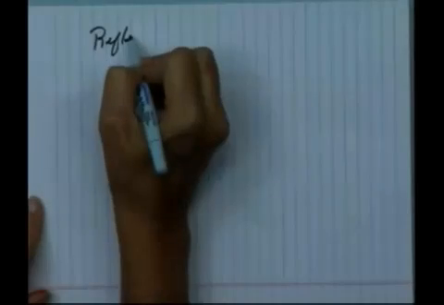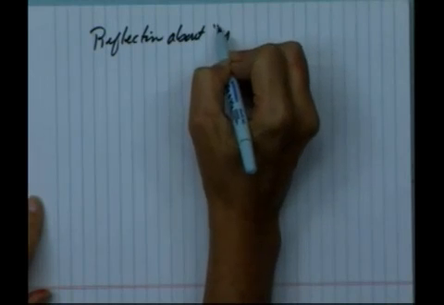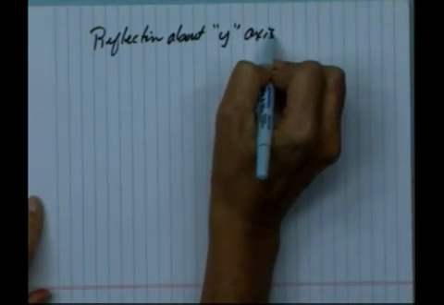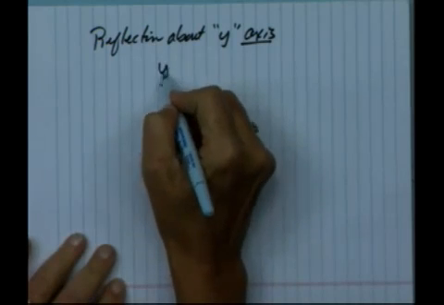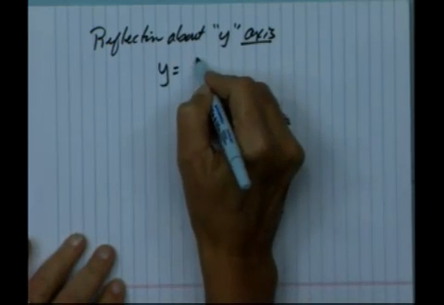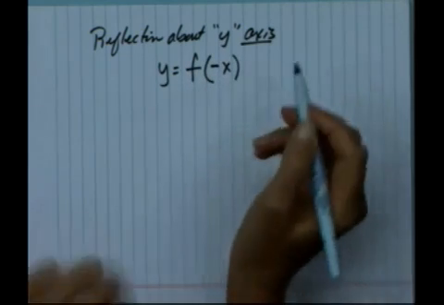All right, about the y-axis. Reflection about the y-axis. Okay, reflection about the y. This is when you're going to have your function y equals f evaluated at minus x.